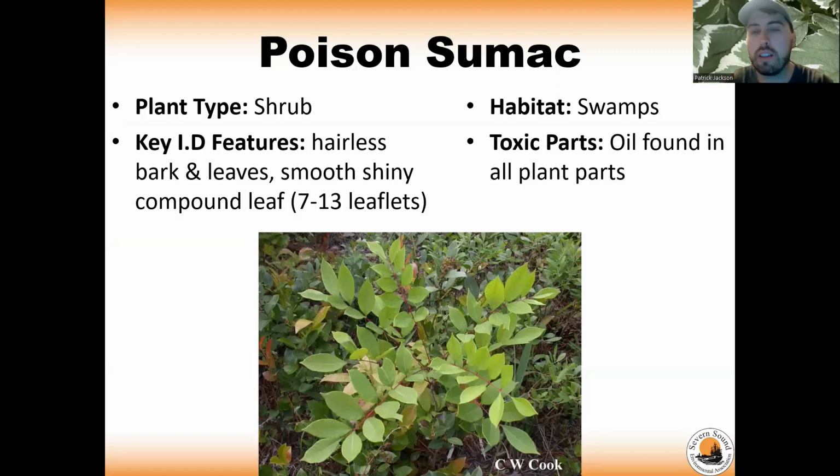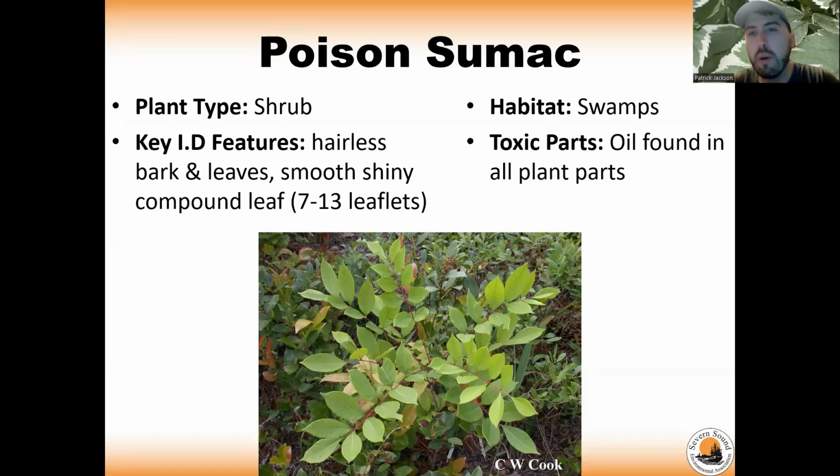Okay, poison sumac. So this one will be very rare. It's not to be mistaken for staghorn sumac, which is extremely common. Staghorn sumac is the one that has a fuzzy stem, and it turns bright red in the fall. It's got those reddish furry berries.